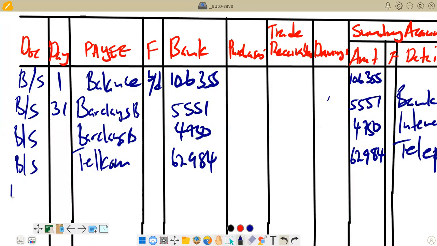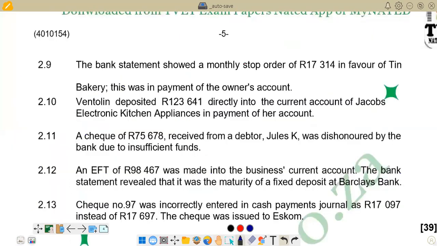So this is our credit side. So here we are saying BS, and then on the payee, remember we are paying, and the amount that we have is 17,314. And we've got a section for drawings there. So we can just go back there and try to see if it fits in one of those columns. This was a payment of the owner's account. You see, this one was a payment of the owner's account.